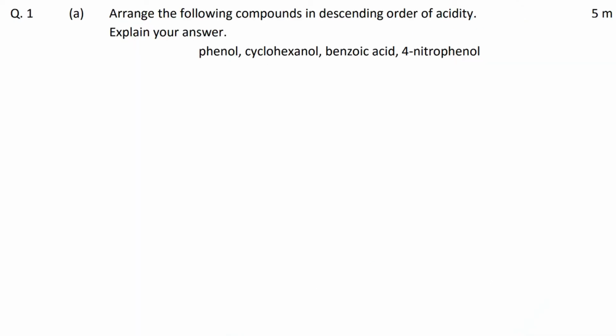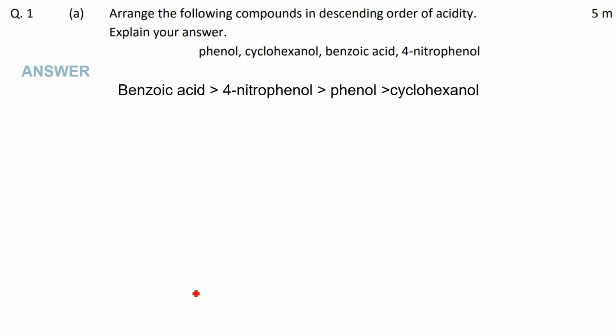Now we're going to discuss a question about acidity. Arrange the following compounds in descending order of acidity. Explain your answer. Phenol, cyclohexanol, benzoic acid, 4-nitrophenol. This question will be given 5 marks. So the answer is benzoic acid has higher acidity compared to 4-nitrophenol, followed by phenol and followed by cyclohexanol.